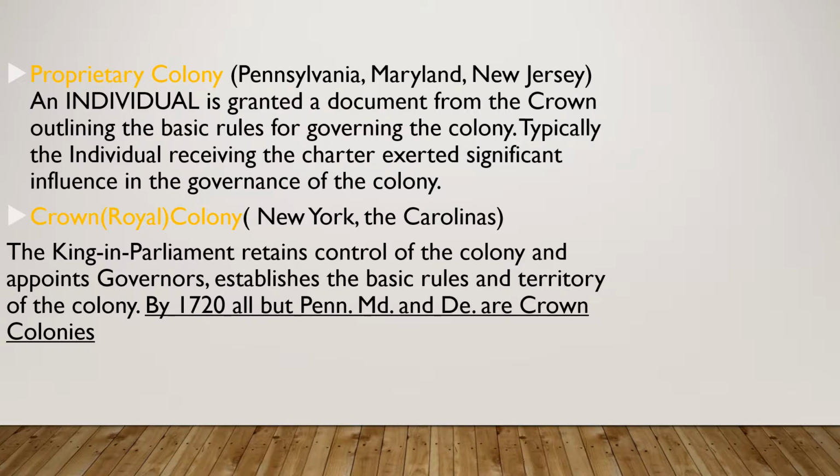So the two pathways then: the colony itself originates as a crown colony, or it transitions from being a proprietary colony, in the case of Maryland and New Jersey, or it starts out as a commercial colony in the case of Virginia and Massachusetts. And so it starts out as a proprietary or a commercial colony, but then transitions to a crown colony. In the case of these commercial colonies in particular, the company's simply going to fail.